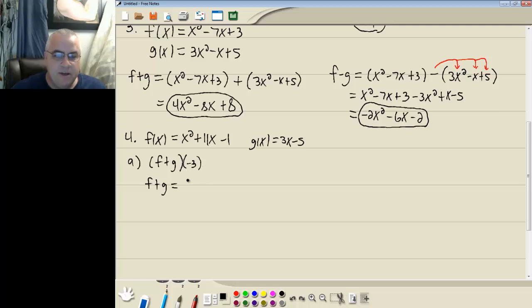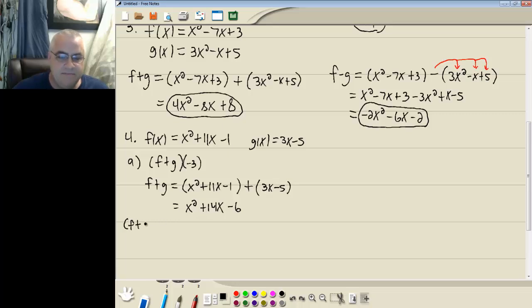And if you remember from the previous problem, again we put parentheses around each polynomial. So we got x squared plus 11x minus 1 plus, and then parentheses around the 3x minus 5. In this case, the parentheses aren't doing anything, so I can combine together like terms. X squared, 11x plus 3x is 14x. Negative 1, negative 5 gives us negative 6.